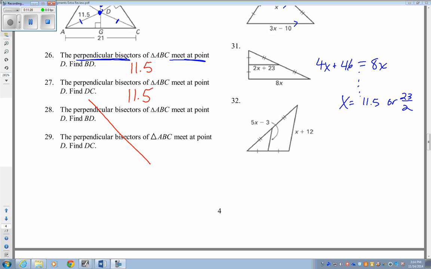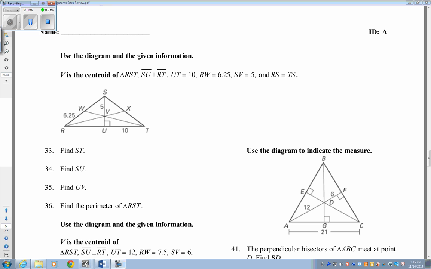Who can give me the equation for 32? Jessica. 10x minus 6 equals x plus 12. That is correct. And what did we get for x? 2. That is correct. Okay. Give yourself a point.